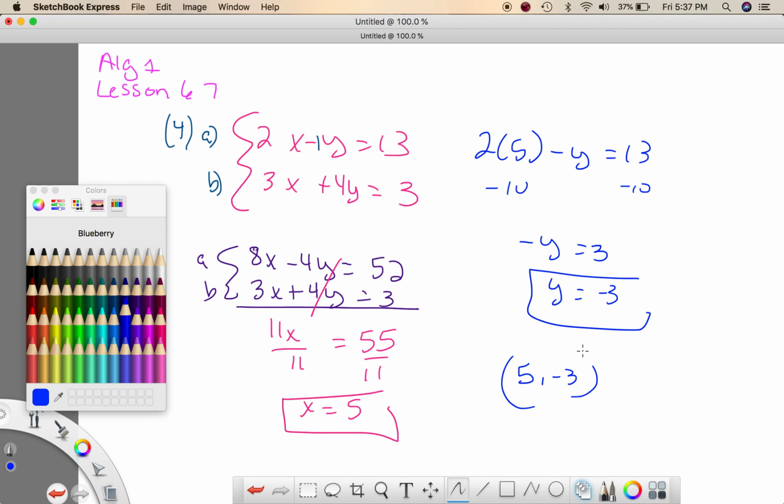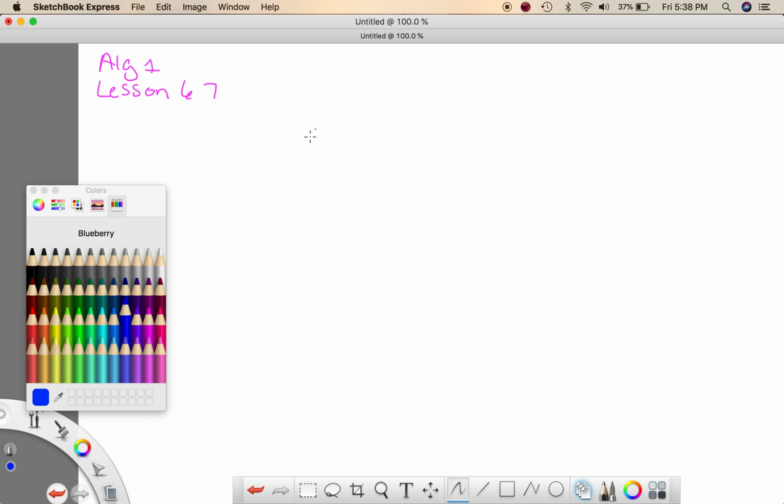Let's do another one. Okay, so we're all doing nothing but elimination. Sometimes you have to multiply both equations.